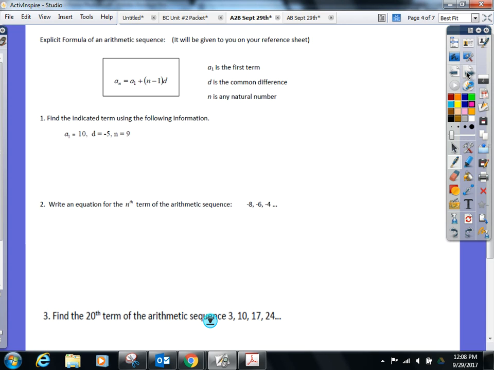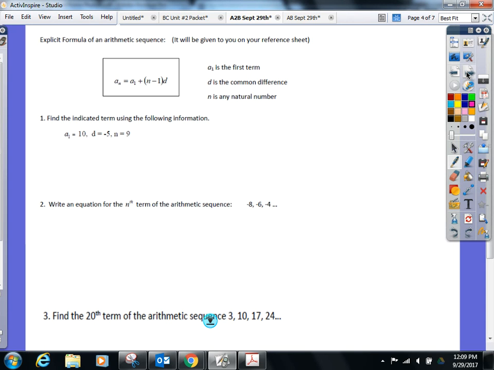You already have seen that. You have it on your formula sheet now. Let's use it, and this is where the fun's going to start. For number 1, find the indicated term using the following information. What information am I given? I'm given the first term, and I'm given the what value again?